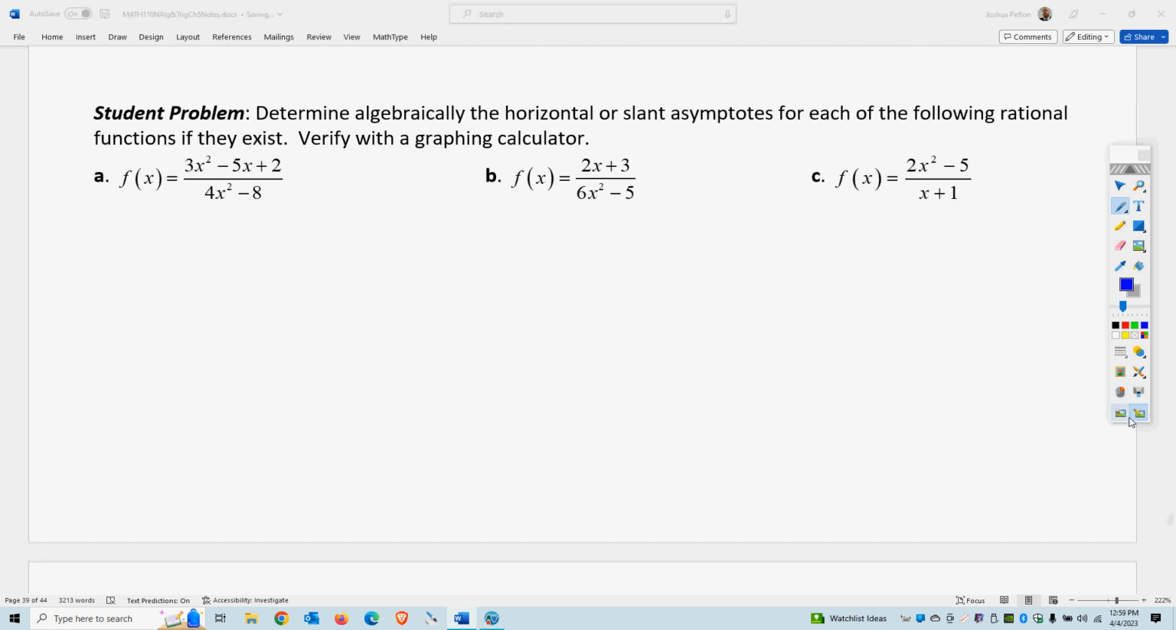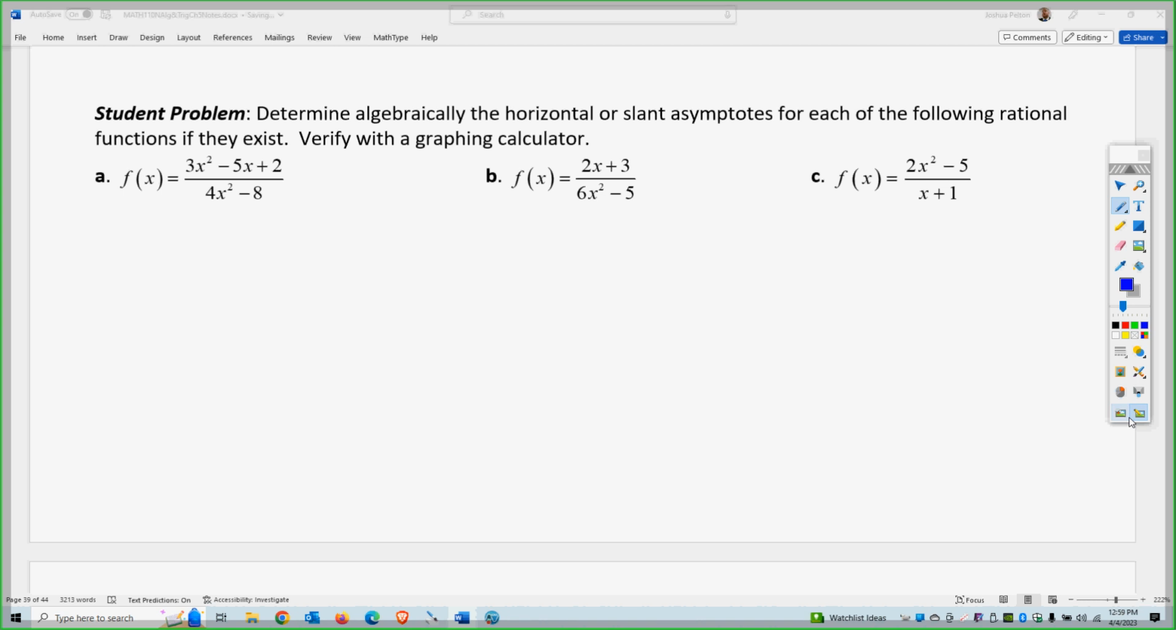Okay, so on the first one, what I notice is they have the same exponent top and bottom, squared. That's the leading exponent, right? So that means there's a horizontal asymptote. So y equals 3 times infinity squared over 4 times infinity squared. So I get 3 over 4 when the infinities cancel, right? So my horizontal asymptote is y equals 3/4.